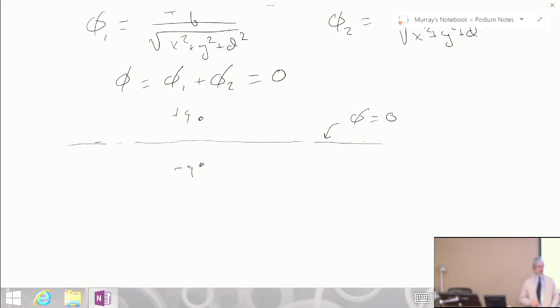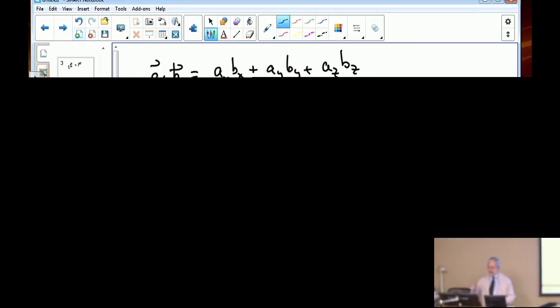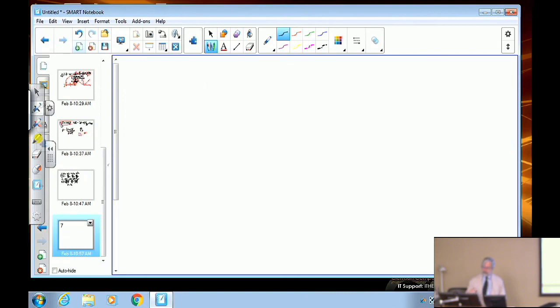Okay, questions about that one? Does everybody understand why? Okay, the last one then is the total potential energy. What is the total potential energy?